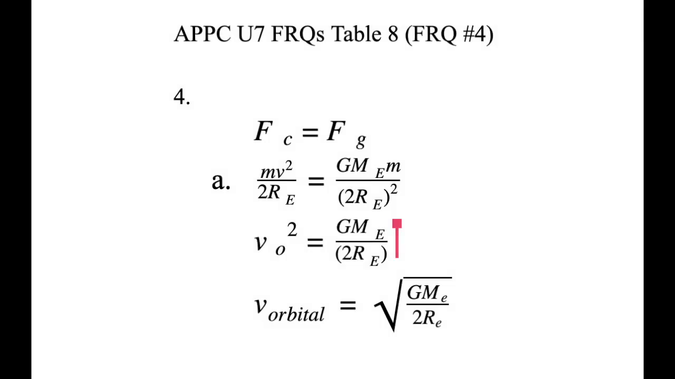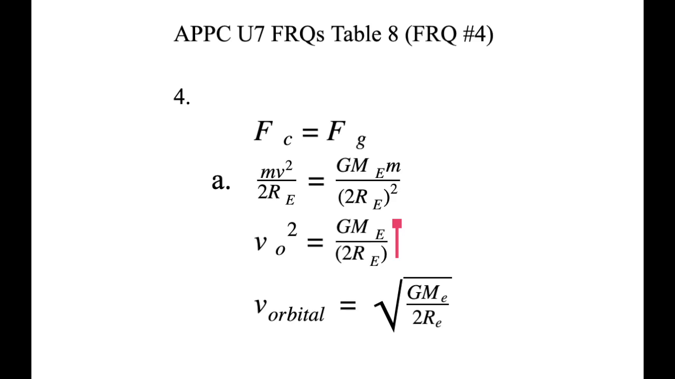Hi, my name is Min Jae Kim, and I will be doing question 4, part A. Because the satellites are in an orbit around the Earth, the centripetal force is a gravitational force in this problem. Therefore, the centripetal force equals the gravitational force. The centripetal force is mv0 squared over 2re, where re is the radius of the Earth. And the gravitational force is GMe times the mass of the satellite over 2re squared.